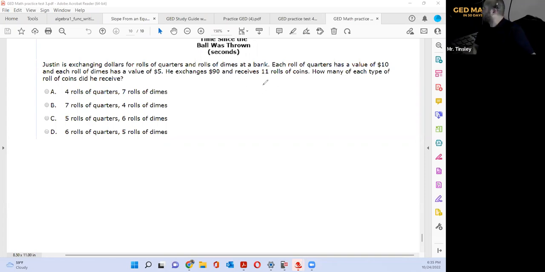What's important in this little paragraph? $90 and 11 rolls. So he exchanges $90 and 11 rolls of coins. That's important. What else? Each roll of quarters is worth $10. Each roll of dimes is $5.